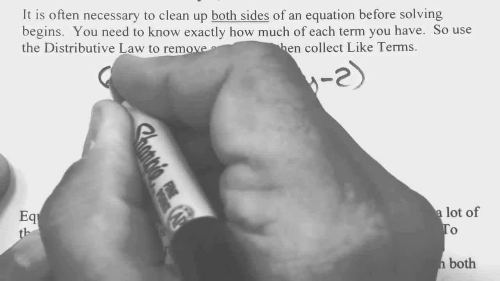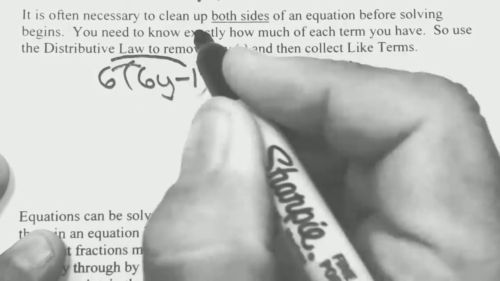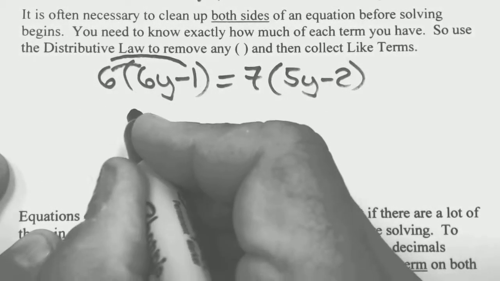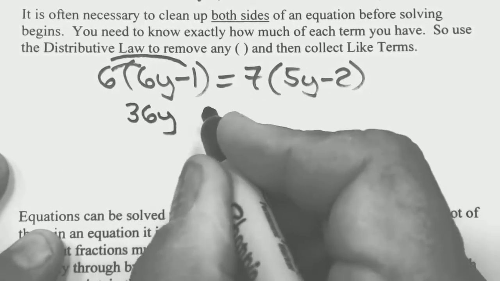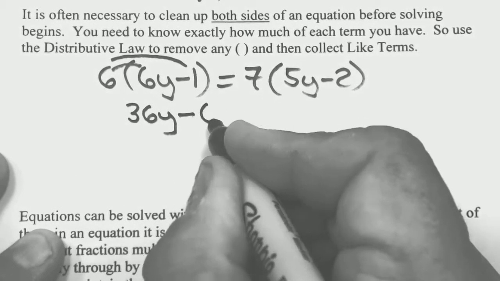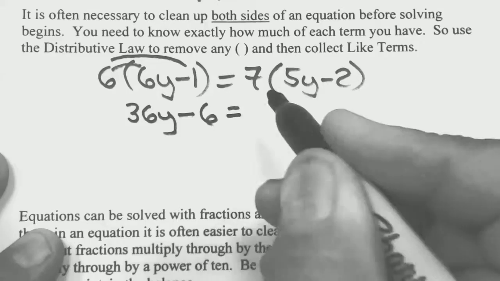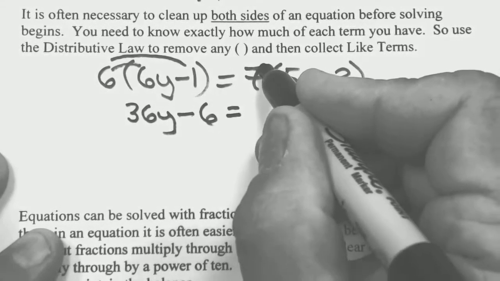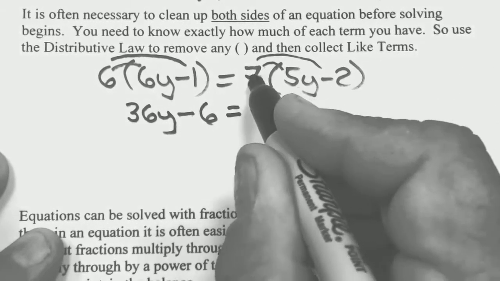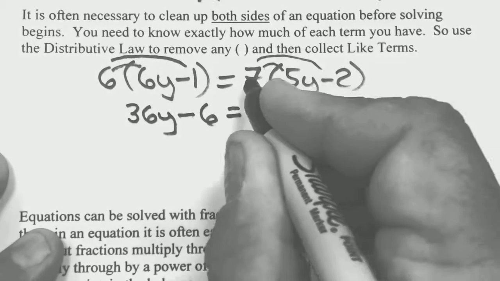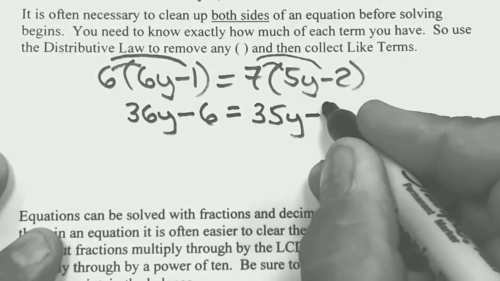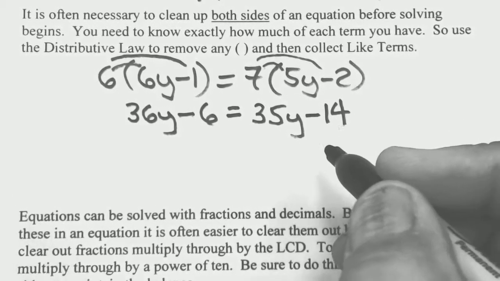So we're going to take this 6 and distribute it in. On the left side, 6 times 6y gives me 36y. 6 times -1 gives me -6. Now, let's clean up the right side. We distribute the 7 in. 7 times 5y gives me 35y. 7 times -2 is -14.